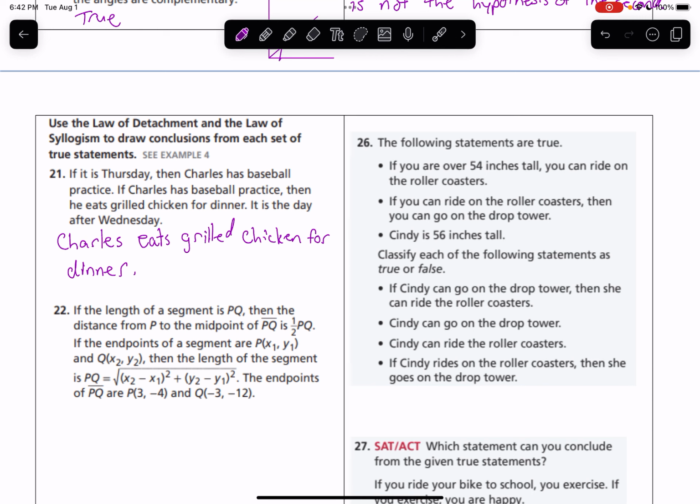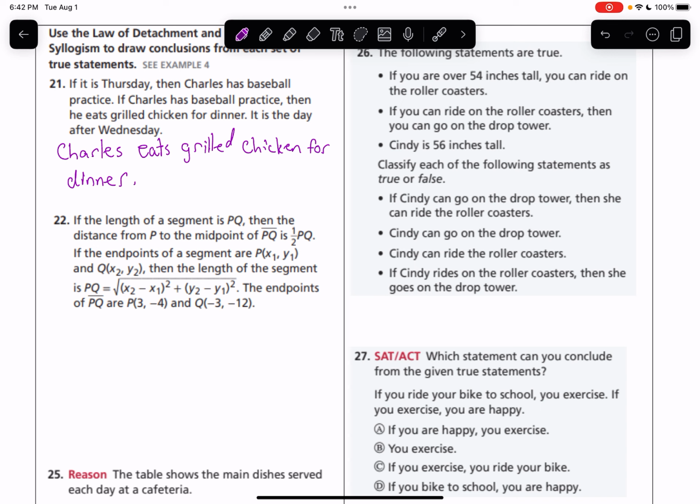All right. Number 22. If the length of a segment is PQ, then the distance from P to the midpoint of PQ is half the length of PQ. That makes sense, right? If we're going from an endpoint to the midpoint, it's going to be half the total length. If the endpoints of a segment are P is x1, y1, and Q is x2, y2, then the length of the segment PQ equals the distance formula. The endpoints of PQ are P and Q, given those points.